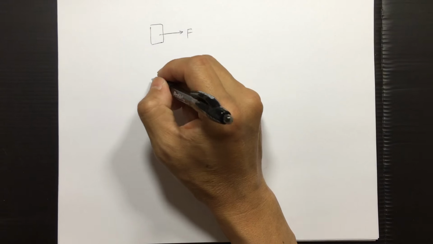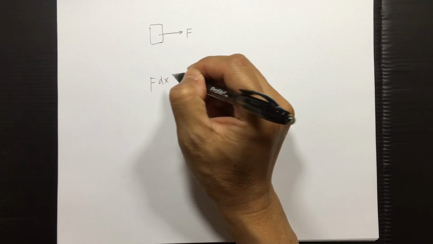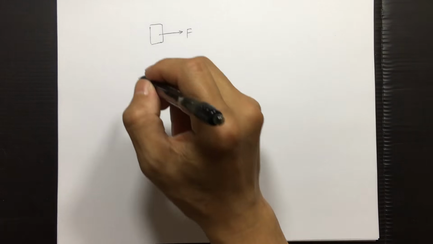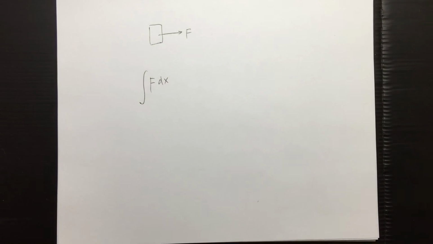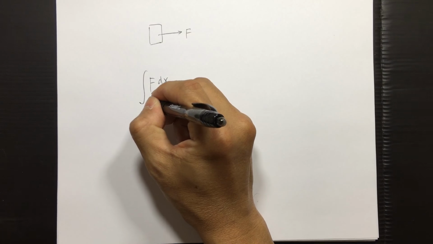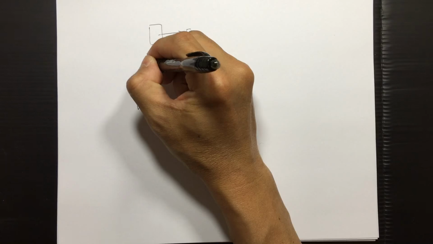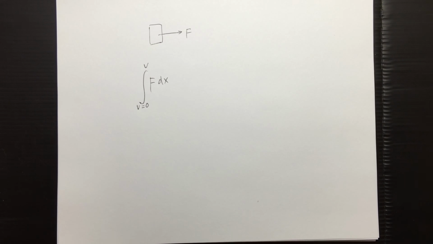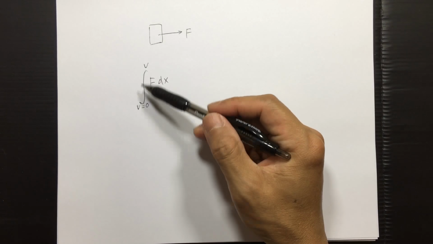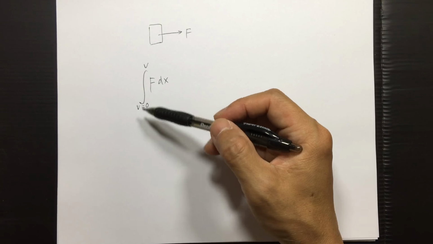We want to see what is going on here. What's the force? This is the force that goes along dx. That's the distance. This is the work, and then I just take an integral of it. This is the work that's done on this object, let's say from velocity equal to 0 to velocity equal to v. This is a variable, this is a fixed number.